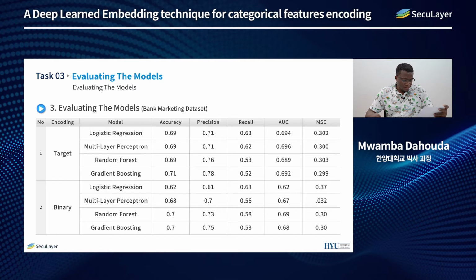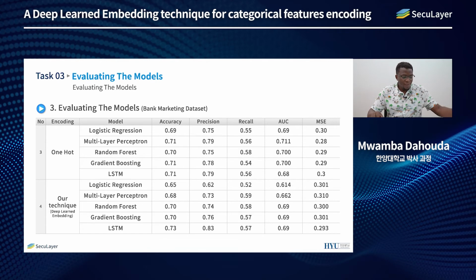The results presented in this table show that when encoding categorical data with target encoding, the gradient boosting outperforms the other models and gives higher accuracy along with the precision. Using binary encoding, we also built different machine learning models, and the results show that when compared to target encoding, binary encoding gives a lower accuracy and low precision as shown in the table.